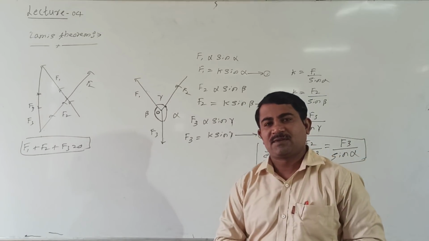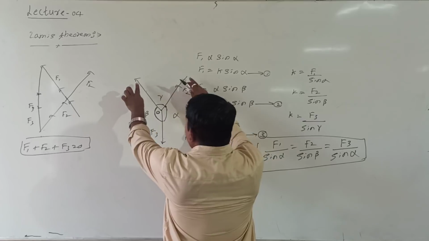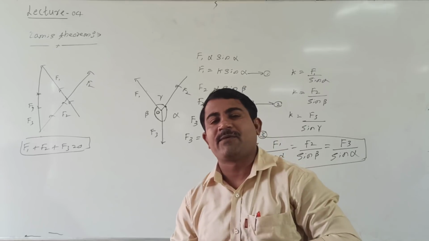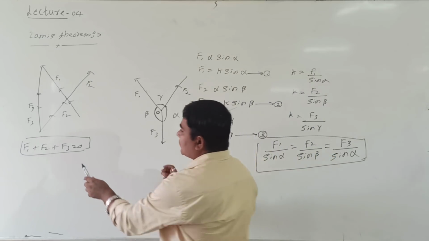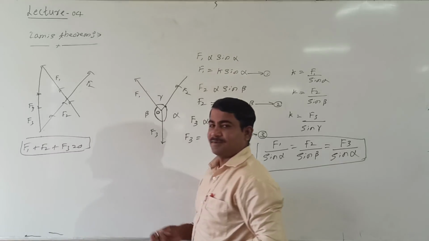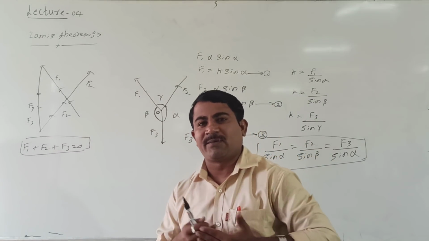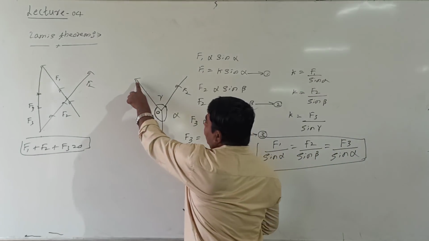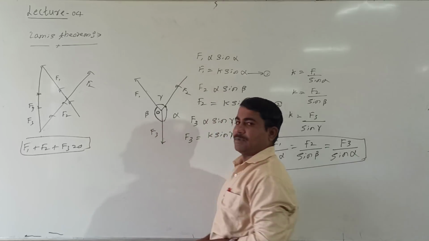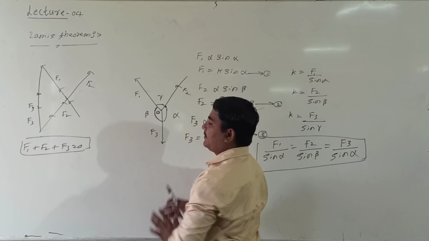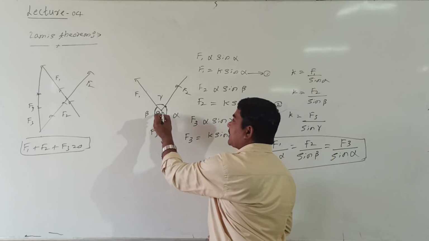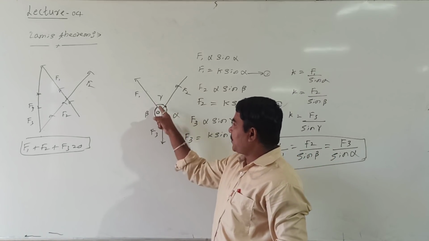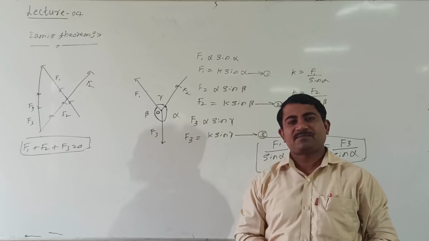What is the meaning of this? Here three forces are in equilibrium. Equilibrium means the sum of all forces is zero; then it is called an equilibrium condition. Are you following me? And all the forces are coplanar, meaning all the forces lie in the same plane. And all the forces act at a point. This we call concurrent forces.